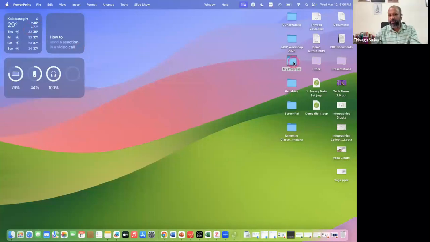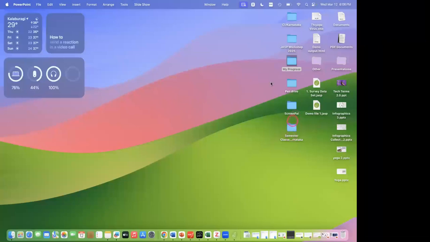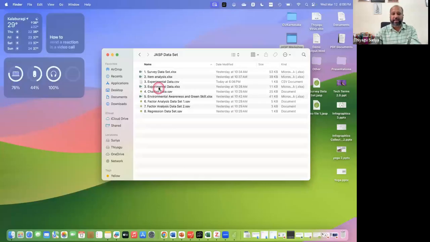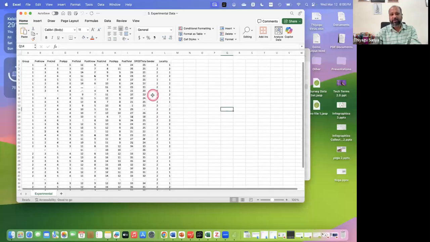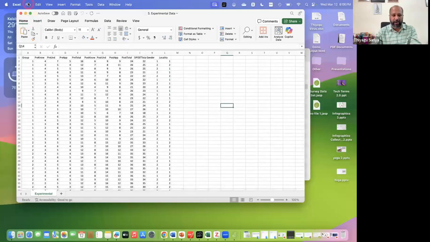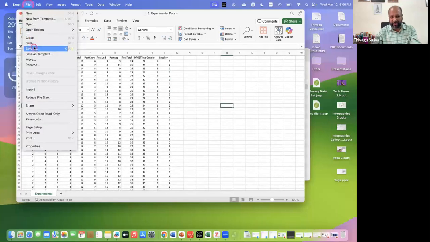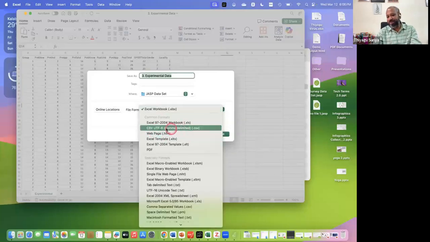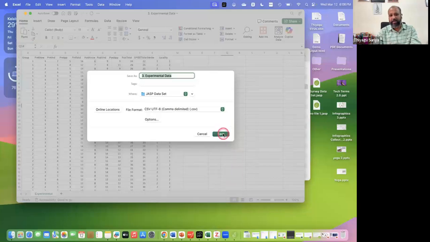Through JASP, one thing you can do is convert it to a CSV file. Sometimes the Excel file is not opening. So I request all to open the Excel file and go to that data set, the experimental data. It's an Excel file, right? Now go to File, Save As, and save as a CSV file. Kindly save as a CSV file and save.